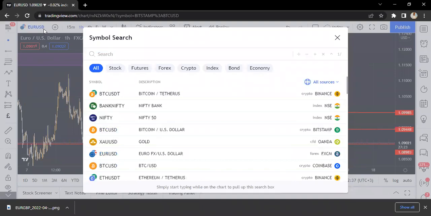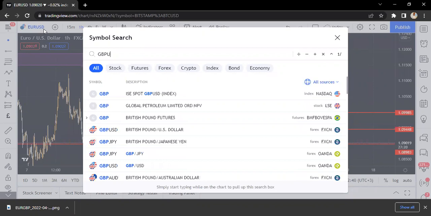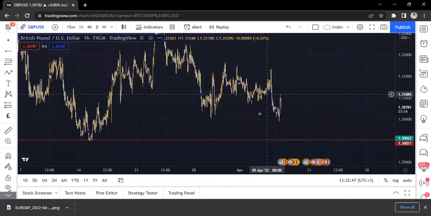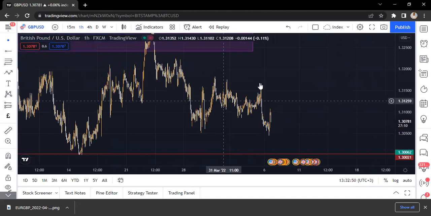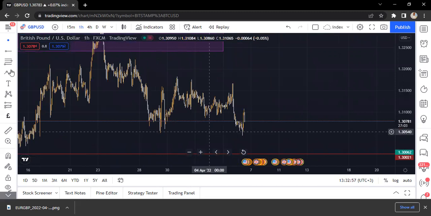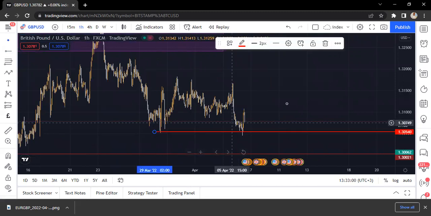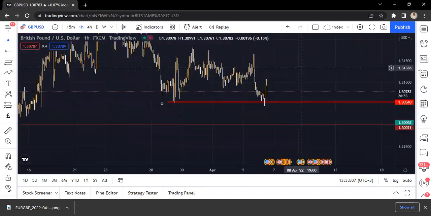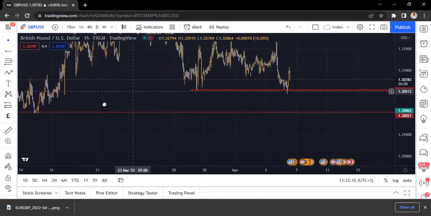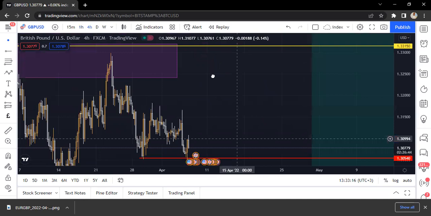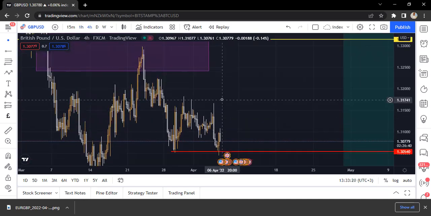Cool. We do have GBP USD, which is also on my watch list here. GBP USD also came all the way down. In this particular case, I was expecting this market to come to this area and continue going down. These were equal lows for now. Equal lows. Yeah, the market is still very bearish. Is there any chance?